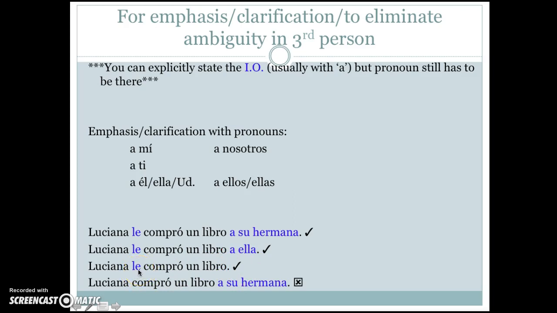The tricky part here is that with indirect objects, the pronoun always has to be in the sentence, no matter what. So even though in this example, if we literally translate it into English, Luciana bought a book for her sister, it's incorrect because that indirect object pronoun always has to be there.